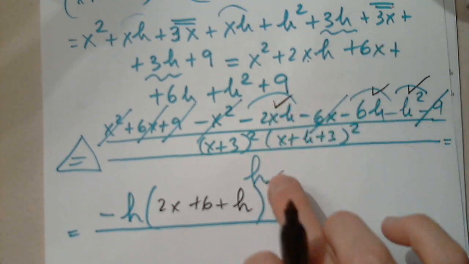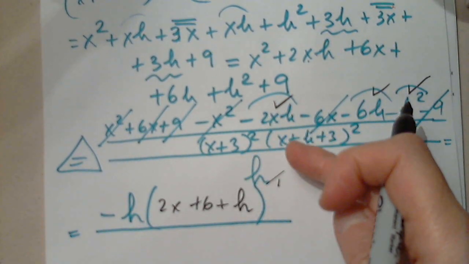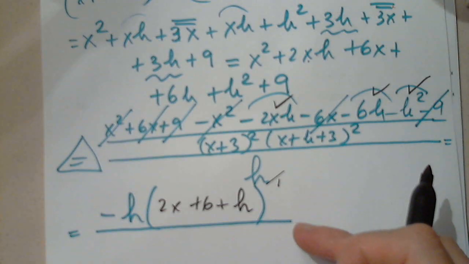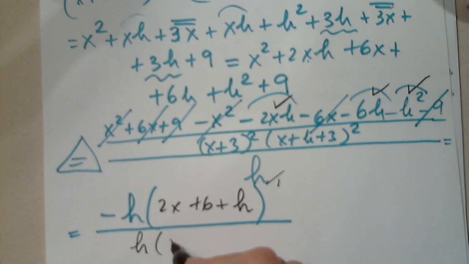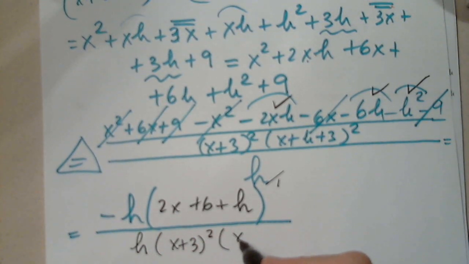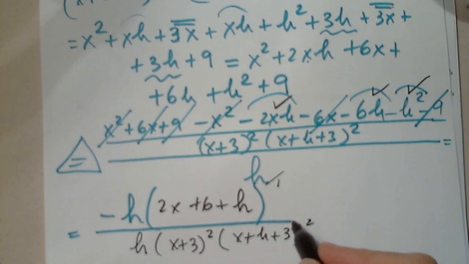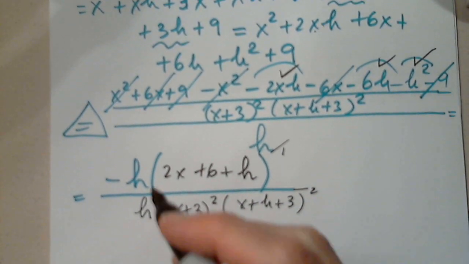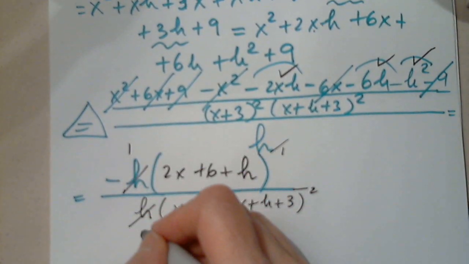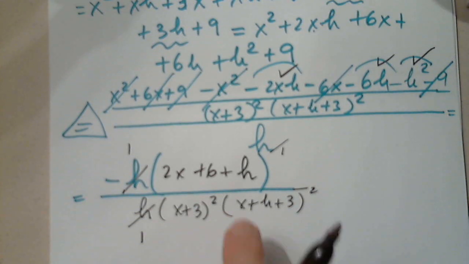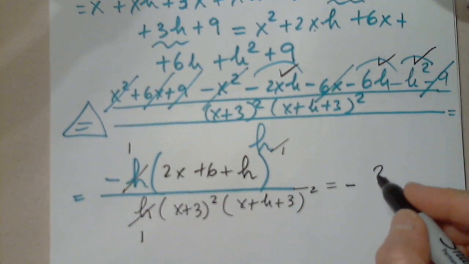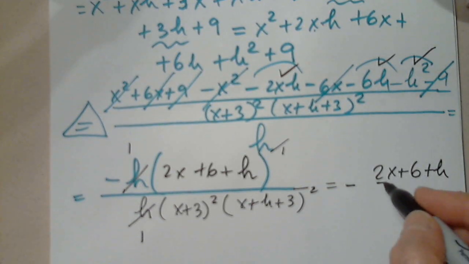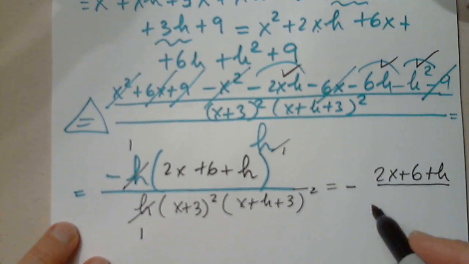So I have a fraction divided by another fraction, so I have to flip. 1 over h becomes, h over 1 becomes 1 over h. So we have h in front, and x plus 3 squared, and x plus h plus 3 squared. Yes, only now we can simplify factors. Do not simplify inside terms. We only simplify factors. So the simplified form is this. 2x plus 6 plus h over all this.